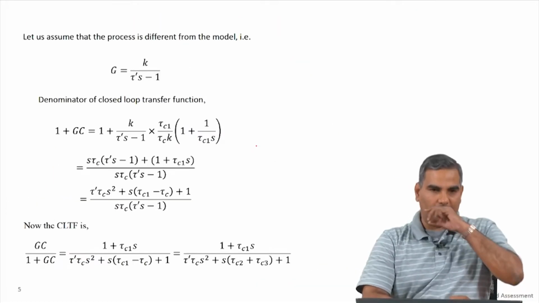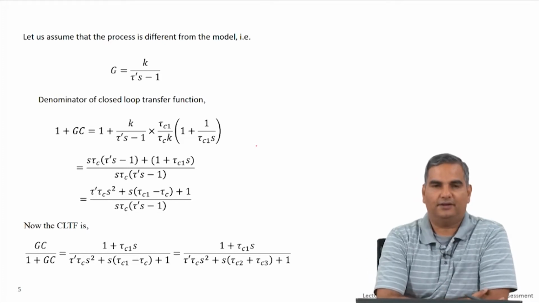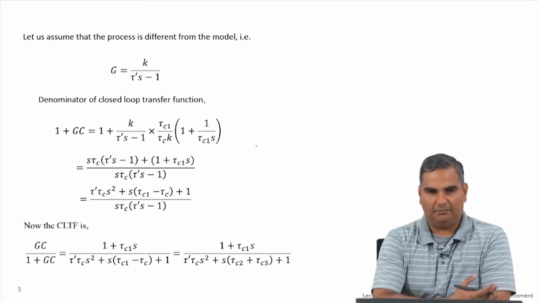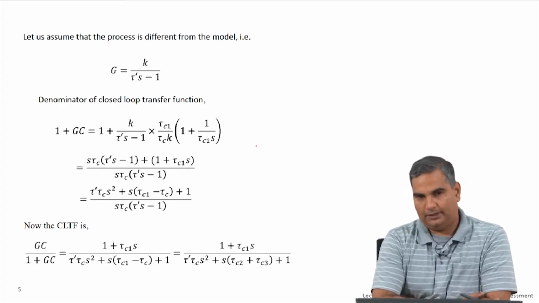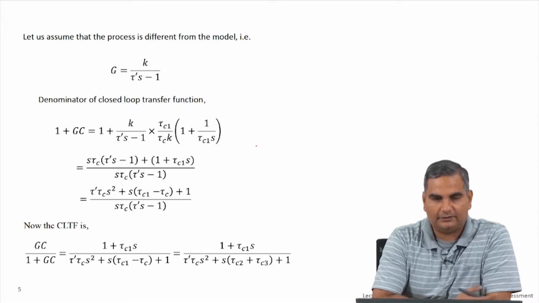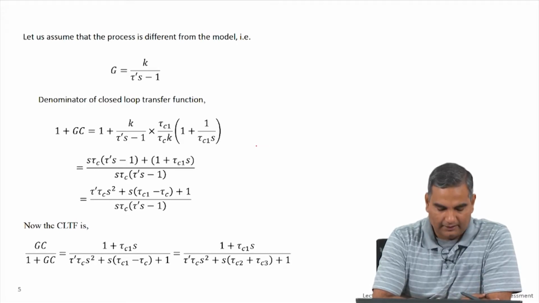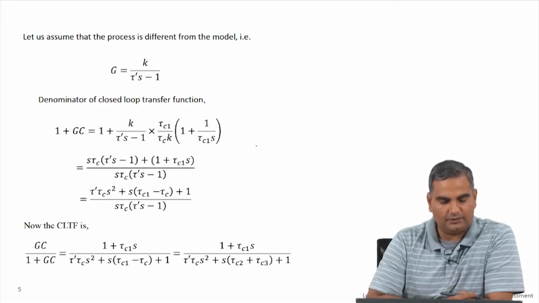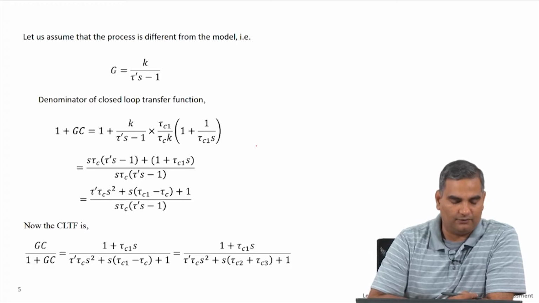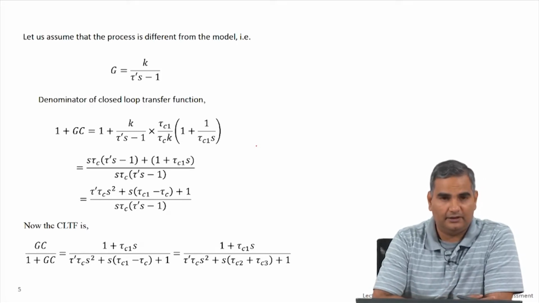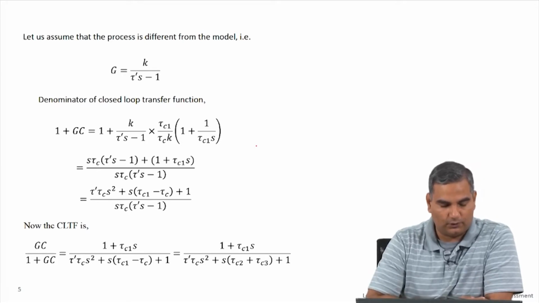Now that we have done this, for all this effort that we have taken, we want to know whether we get any purchase out of this. What that basically means is, because of doing this, has my controller become robust? That is the question we are going to ask. And to answer that question, we take a process which is different from the model that we have used, which is k over tau prime s minus 1, the same thing that we did in the previous analysis that I showed you.